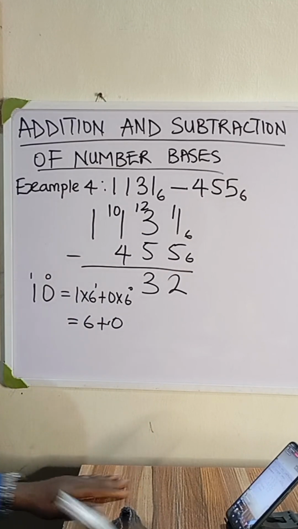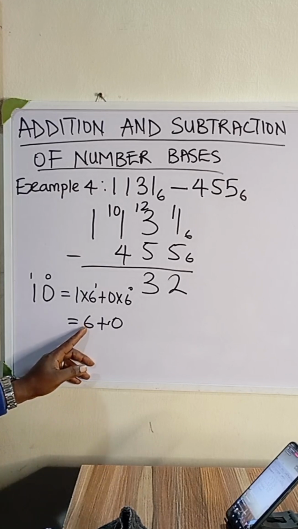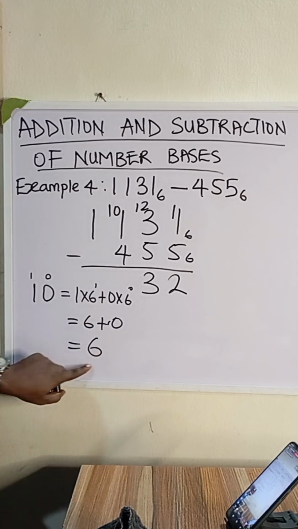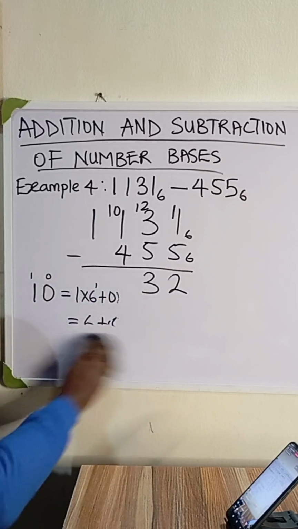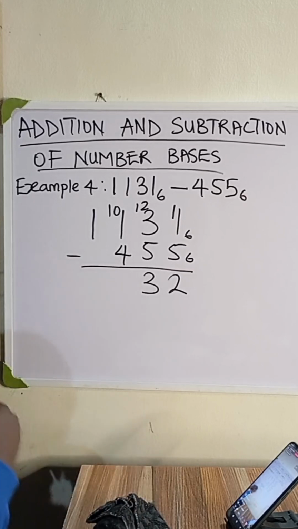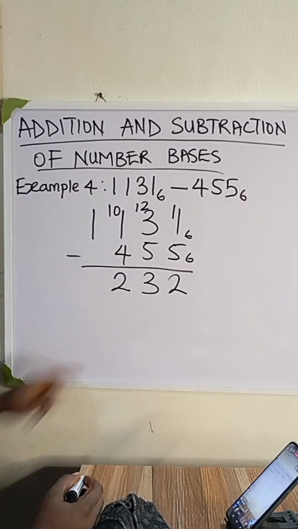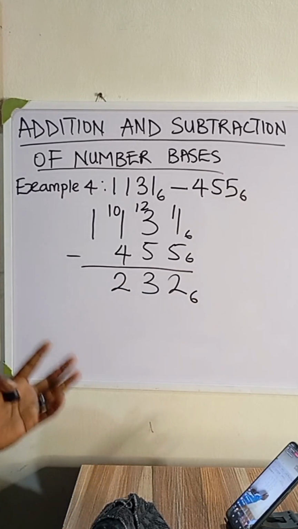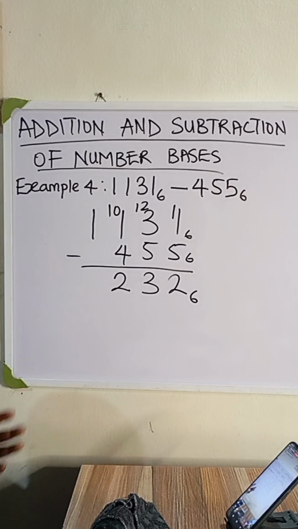Okay? So 6 plus 0 gives us 6. So now we use this 6 to subtract 4. So 6 minus 4 gives us 2. Gives us 2. So our answer is 232 base 6. So let's see if our answer is correct. Let's confirm if our answer is correct.